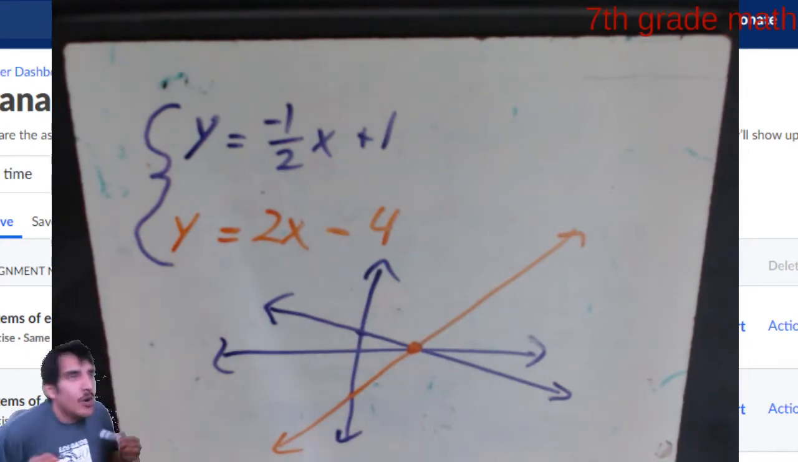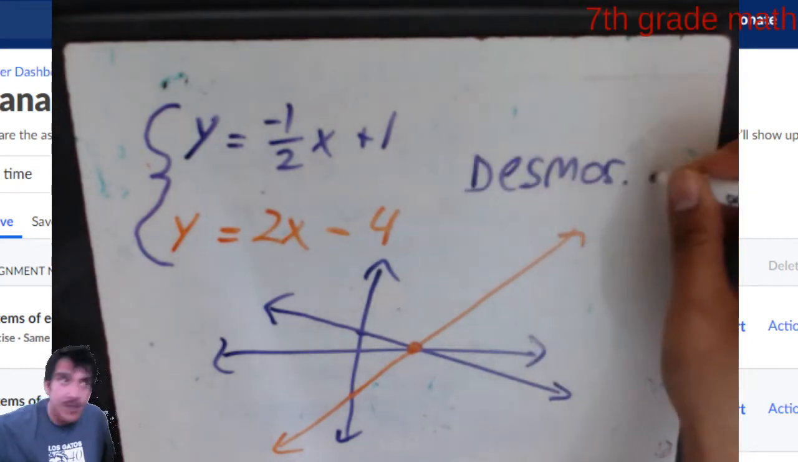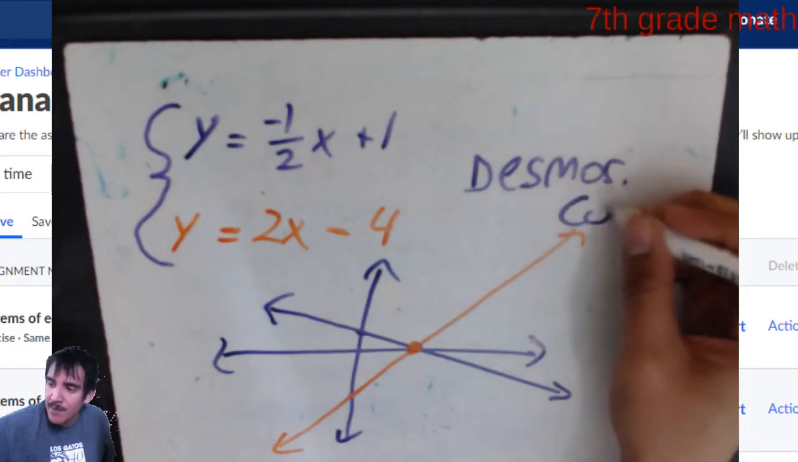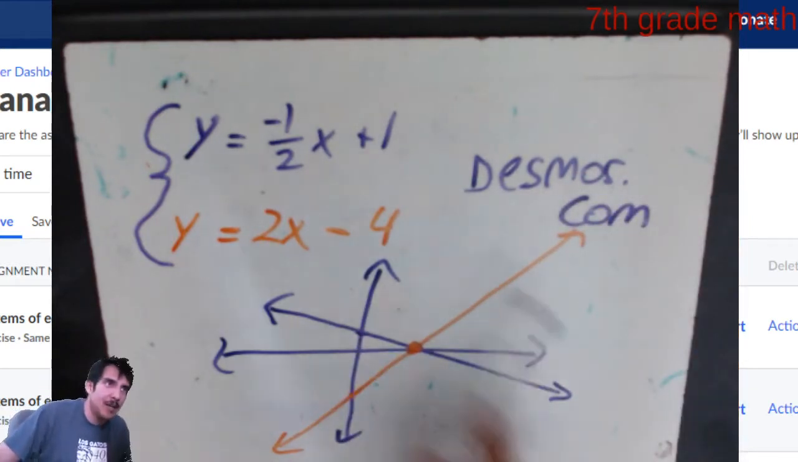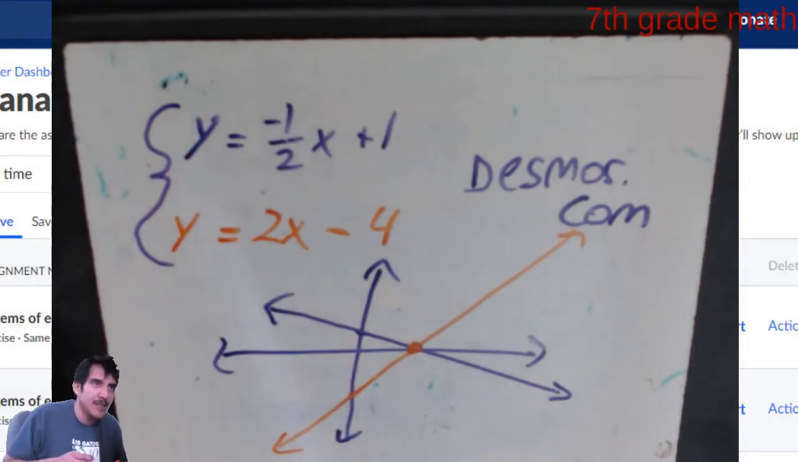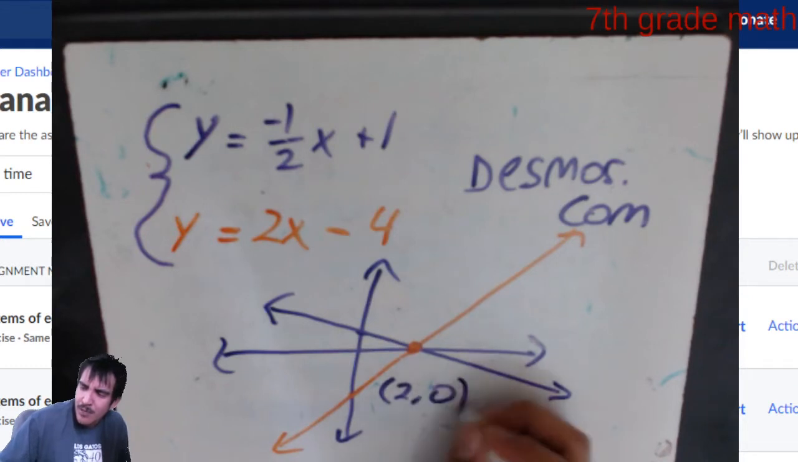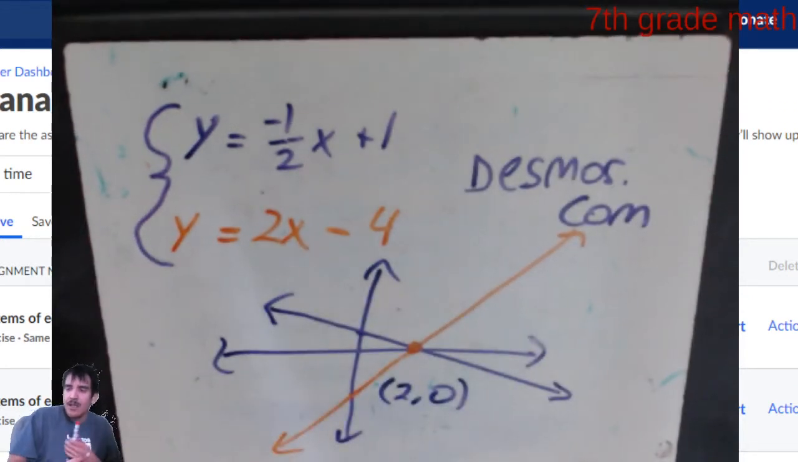Last week we graphed a couple of these and found that point in the middle. Or you went on Desmos.com, because Desmos.com can do this graphing for you. All you have to do is type these equations in, and you will get the lines right away. Then you can click that point and you'll find it. I think in this case, the point is (2, 0). That's what we're looking at when we graph a system of equations.